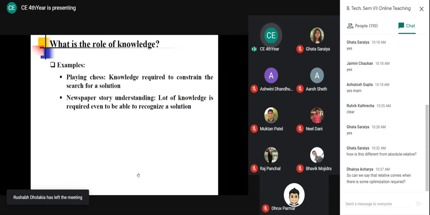Okay, now listen. The next characteristic is the role of knowledge. Consider any problem: the question is how much knowledge is required to solve a particular problem. Here I will explain two examples. One is playing chess and another is newspaper story understanding. Through these examples I will explain.